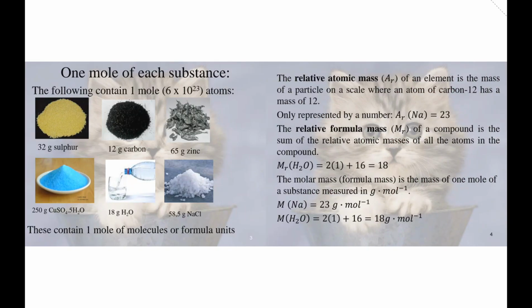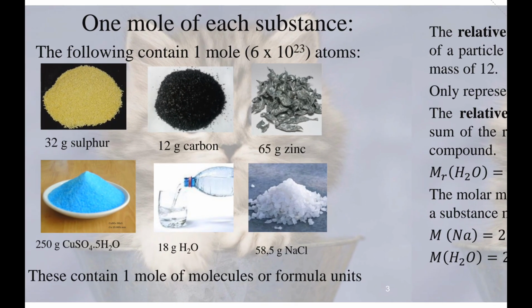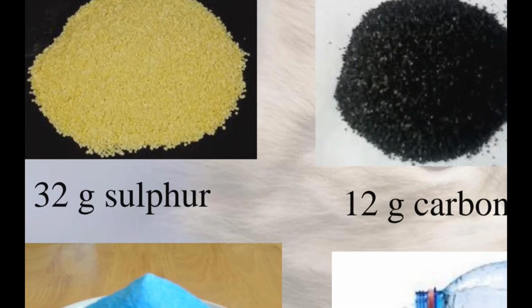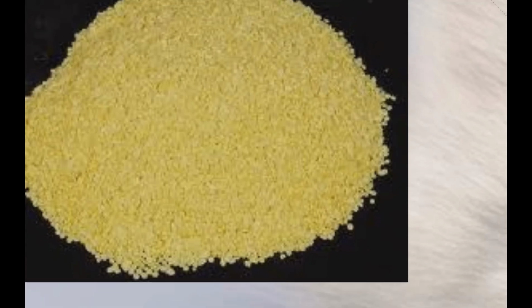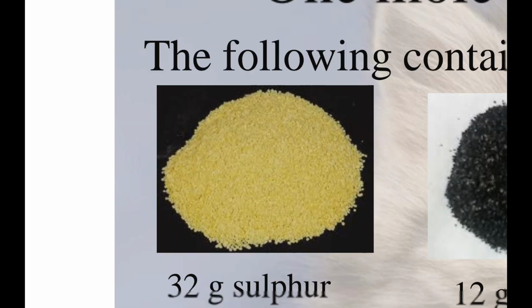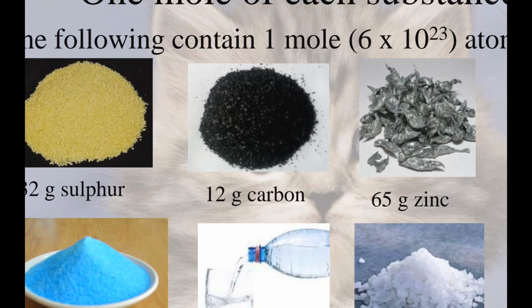So as you can see, 1 mole of each substance. The following contain 1 mole, which is 6 times 10 to the power 23 atoms. So 32 grams sulfur, as you can see. Let me try to zoom. You can see sulfur, it's gray in color. But 32 grams sulfur, 12 gram carbon.